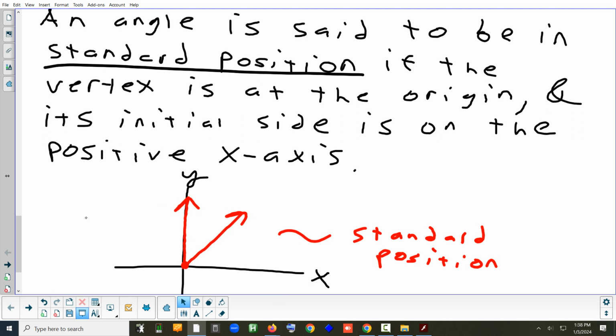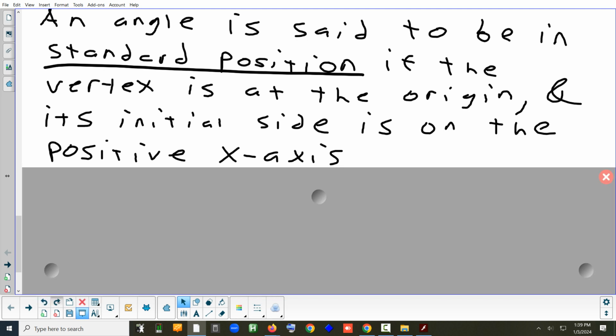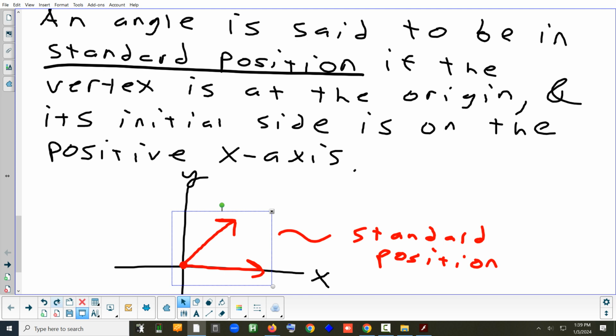No. What's wrong this time? The initial side is not resting on the positive end of the x-axis. Yeah, the initial side is in the wrong spot. Looks like the terminal side is on the y-axis, but the definition doesn't have anything to do with that. You've got to have the initial side on the positive x-axis, just like that.